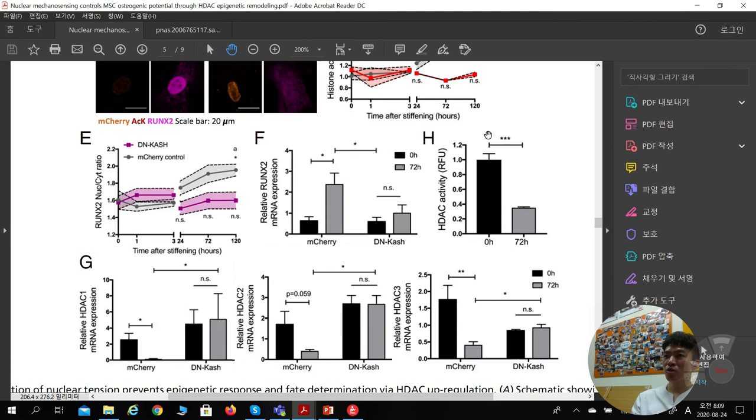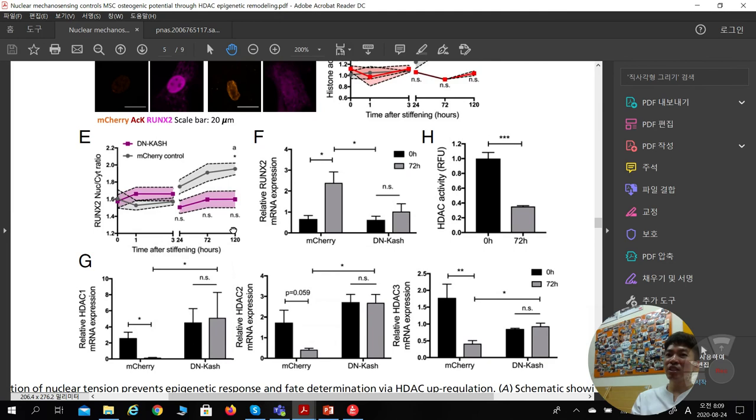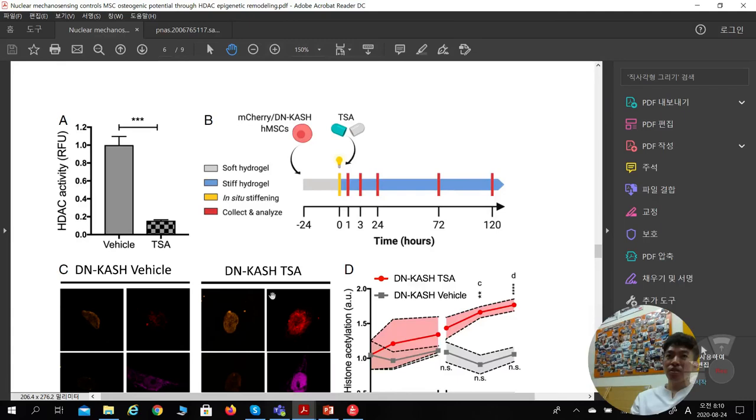So from this experimental set, the stiffening gel acts like an HDAC inhibitor. HDAC 1, 2, 3 are well-known HDAC genes that induce deacetylation, but on this stiffening gel they decrease, which means stiffening gel induces some HDAC inhibitor activity. Now they look at TSA, a single chemical HDAC inhibitor, to confirm the HDAC activity. MSC treated with TSA lose HDAC activity. Instead of stiffening gel, they treat TSA, in the same manner.